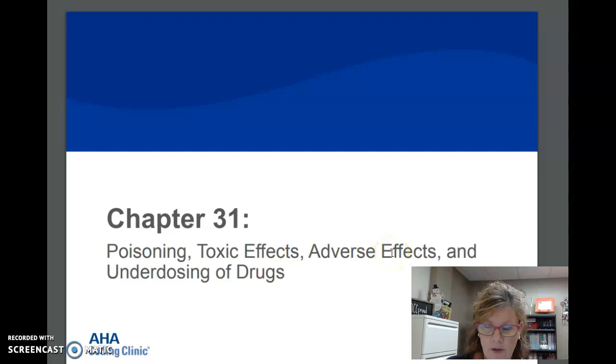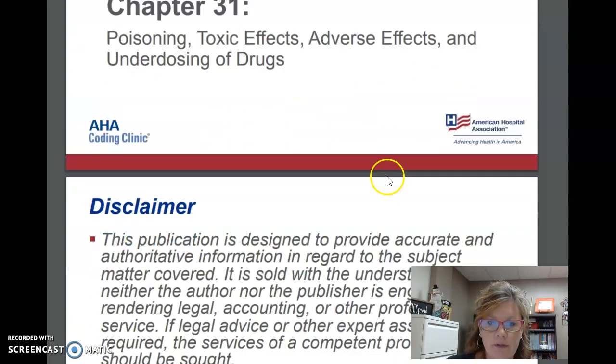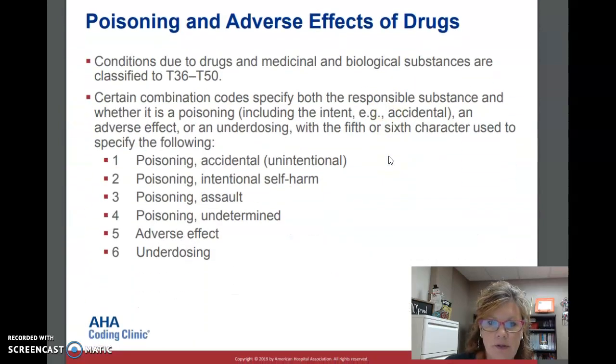Okay, so we are going to start chapter 19, and this chapter covers poisoning, toxic effects, adverse effects, and underdosing of drugs. So a couple of different things here. These are going to be T codes again, and certain combination codes sometimes specify both a responsible substance and whether it's a poisoning. We do have an adverse effect and underdosing.